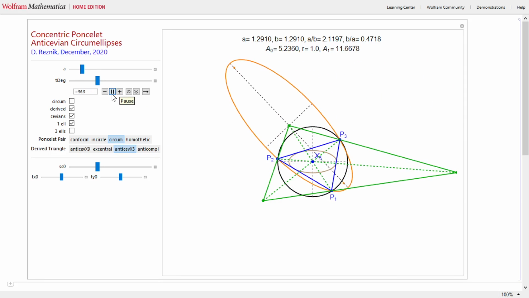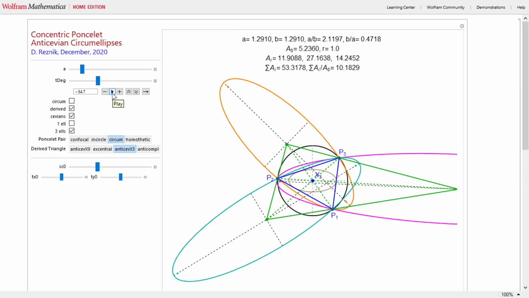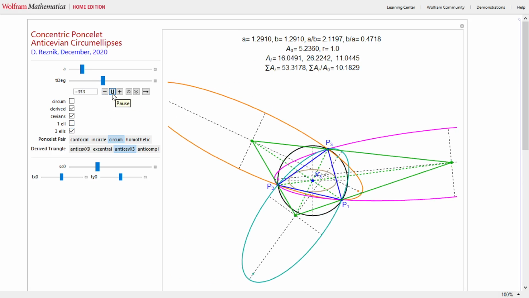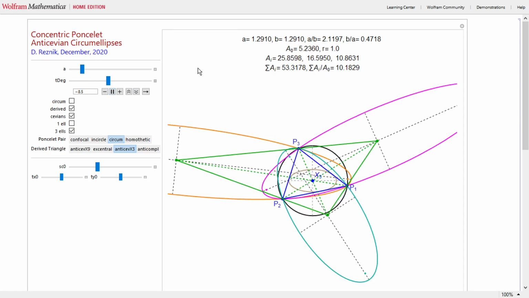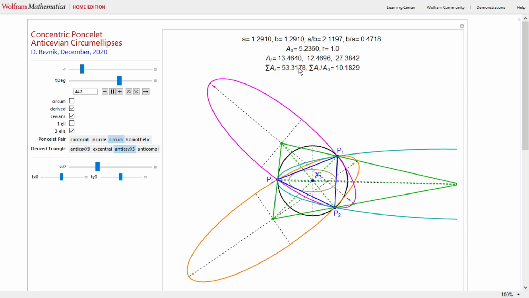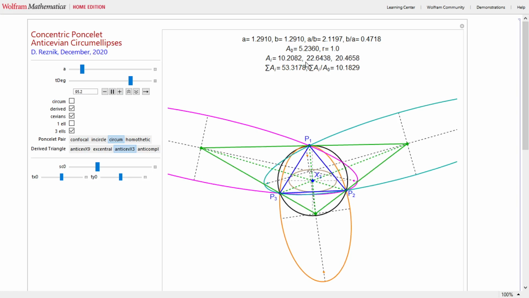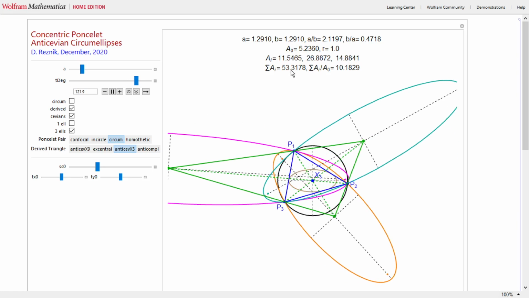Let's draw the 3 ellipses so constructed. Now here's the kicker. The sum of the areas of these 3 ellipses indeed is invariant. Even though each one of the 3 is variable, the sum is invariant.